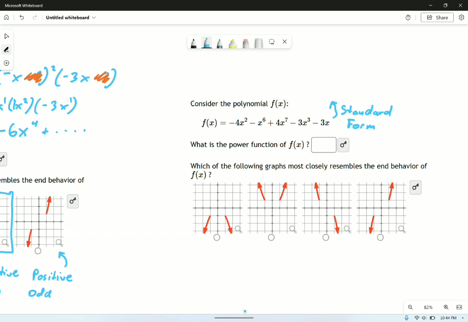So it looks like the strongest power of x on this guy is 4x to the 7th. Okay, and then I've got minus x to the 6th. And, you know, a whole bunch of stuff I don't really care about. All I care about is that power function. So this is 4x to the 7th. We see this one is positive odd, right? Positive coefficient, odd exponent. So that's going to be this end behavior right here.